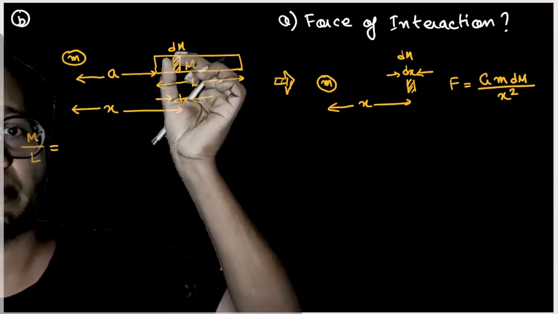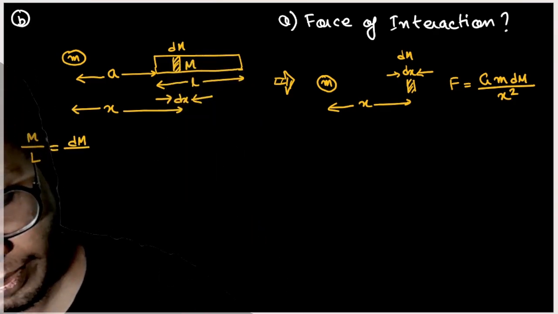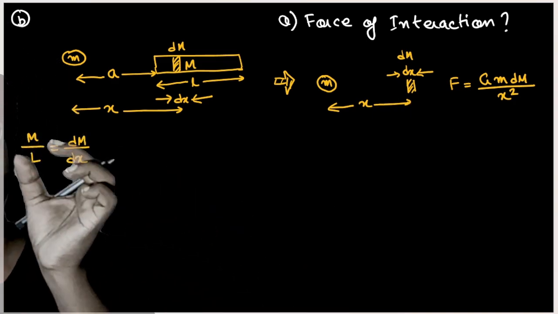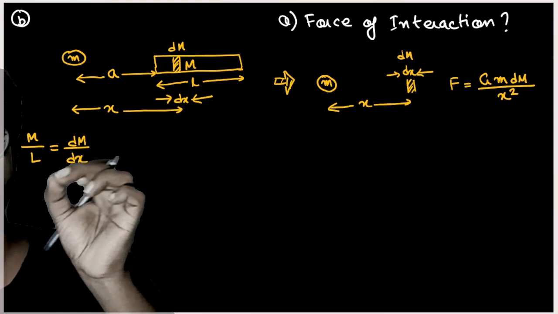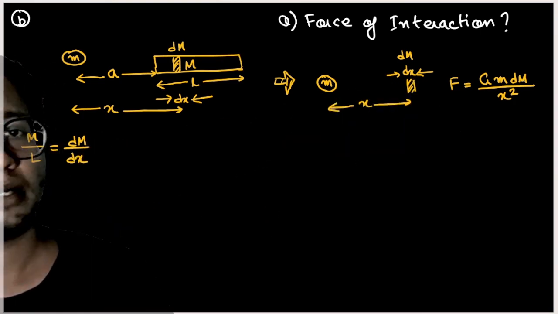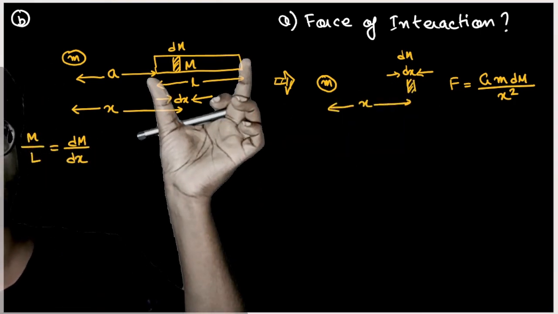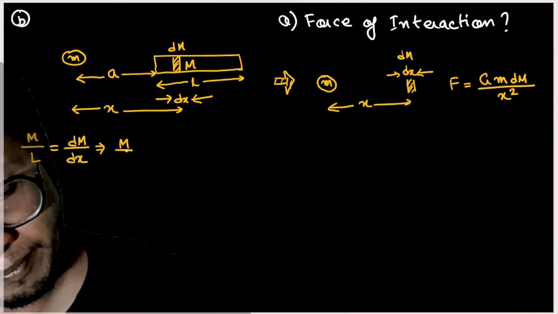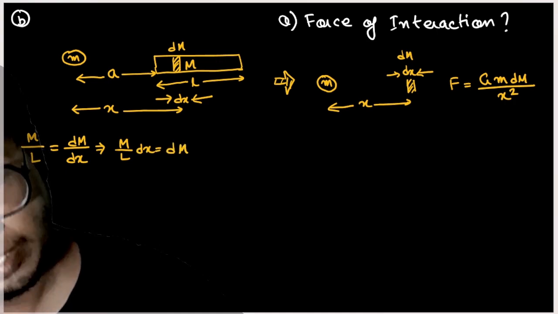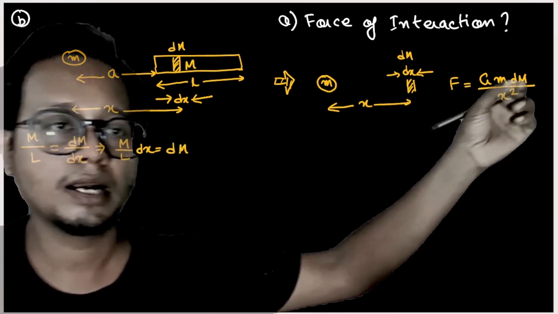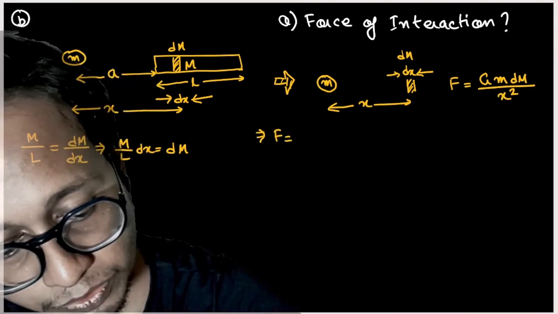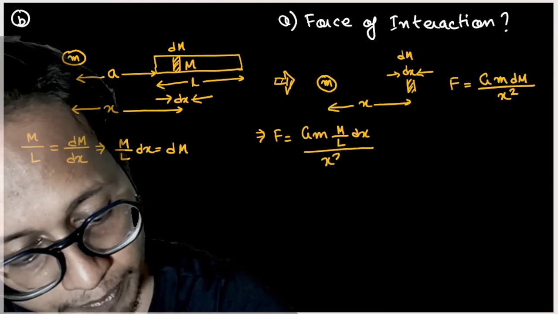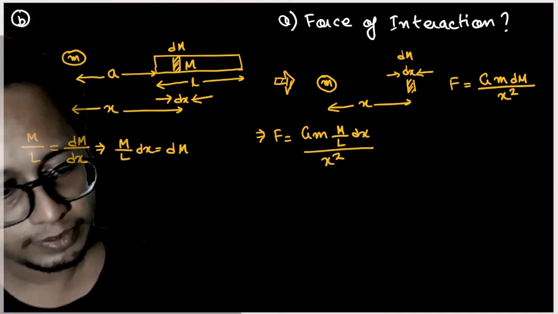The mass of this elemental strip is dm, and the thickness of the elemental strip is dx. So all I have said here is the density of this entire rod is equal to the density of this elemental strip. Mass divided by length is density of this rod. dm divided by dx is nothing but density of this strip. So here, can I say m by l into dx is equal to dm? And if I substitute the value of dm here, what do I get? Force is equal to Gm into m by l dx by x square. This is the value of force.